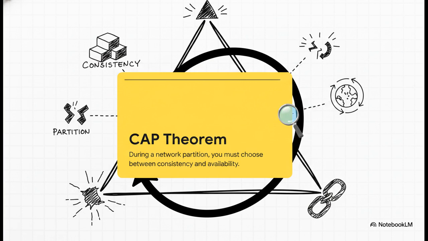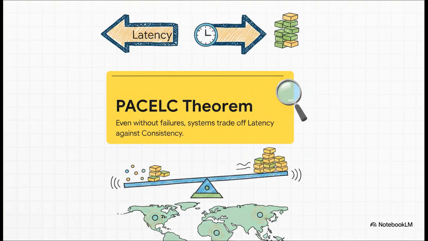But focusing only on what happens during a catastrophic failure leaves out a massive piece of the architectural puzzle. To get the full picture, we need PACELC, and this theorem brilliantly illustrates a much harsher reality. The ELC part stands for else, latency, or consistency. It basically tells us that even in a perfectly healthy system with zero network partitions, we are constantly forced to trade lower latency for weaker consistency.